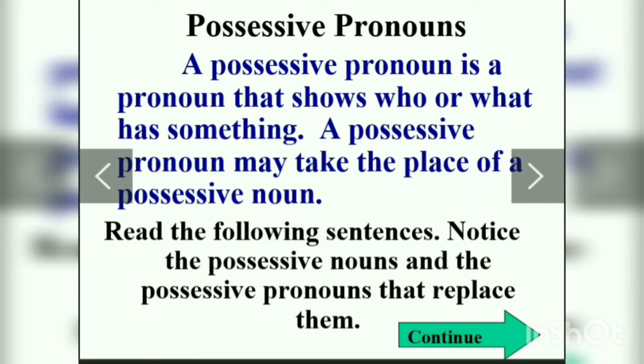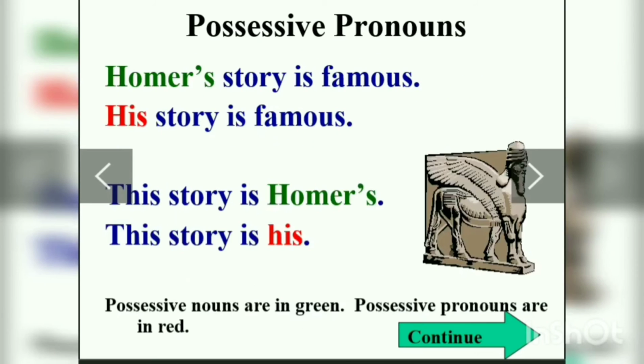Now, a possessive pronoun is a pronoun that shows who or what has something. Read the following sentences. Notice the possessive nouns. Homer's story is famous. His story is famous. This story is Homer's. This story is his. Instead of the name, we are using his.